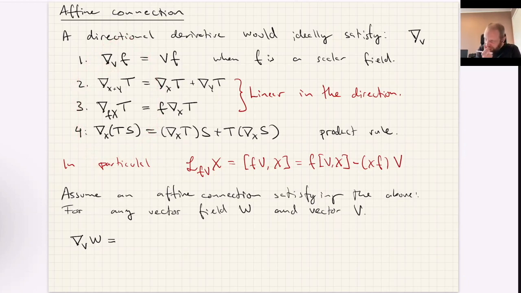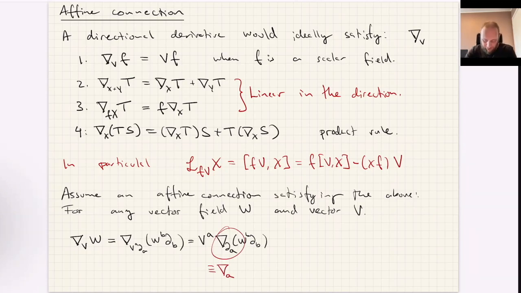So first of all, let me expand V and W in components. So this would be V^A ∂_A, W^B ∂_B. But I know that this affine connection is linear in the direction. So this, I can take the V^A out. I get nabla_{∂_A} acting on W^B ∂_B. And that's just using the linear property here. And this thing, I'm just going to define a shorthand for that, just not to have too small notations. So I'm just not going to write out the partial derivative. I'm just going to call it nabla_A.